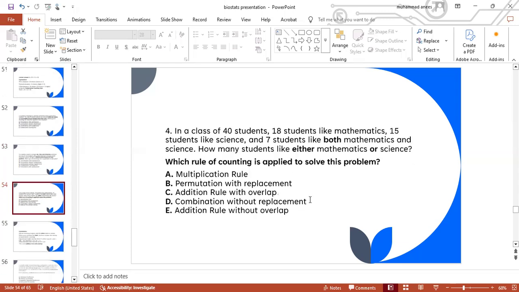4, in a class of 40 students, 18 students like mathematics, 15 students like science, and 7 students like both mathematics and science. How many students like either maths or science? Which rule of counting is applied to solve this problem? A, multiplication, B, permutation with replacement, C, addition rule with overlap, D, combination without replacement, E, addition rule without overlap.